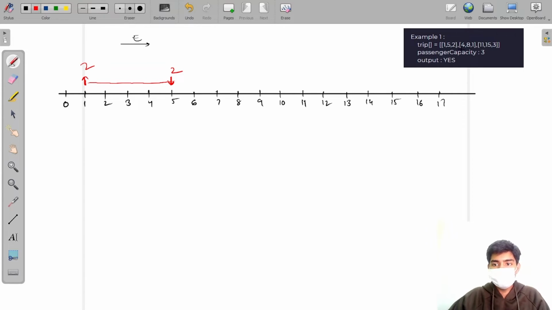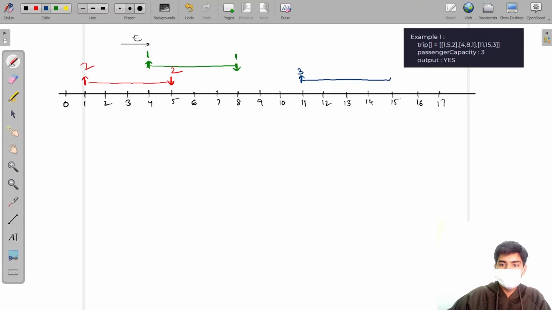Now it is saying that we picked up one passenger from 4, right? I picked up one passenger at 4, and I dropped off that one passenger at 8, right? And we also have 11 and 15, right? So I picked up three passengers at 11, and I dropped them at 15, right?